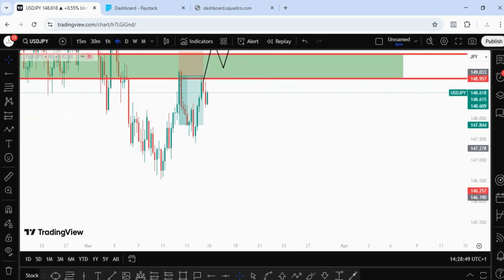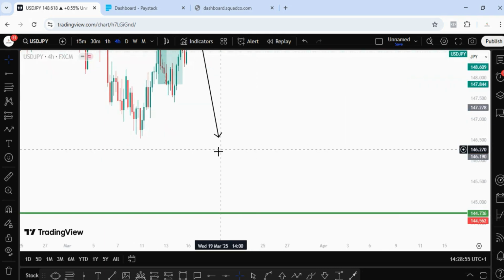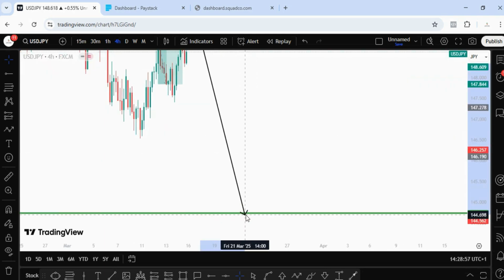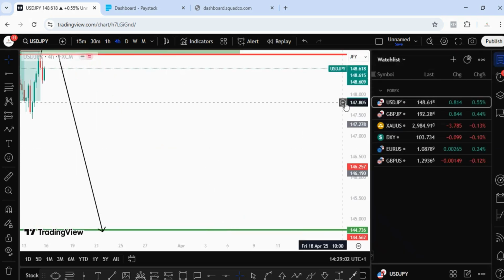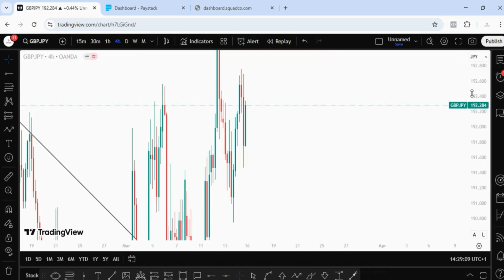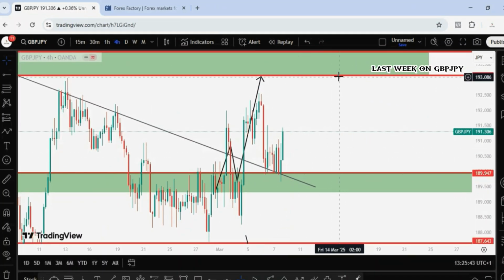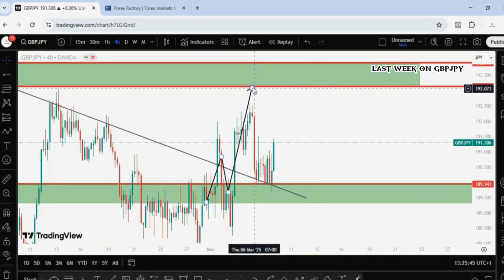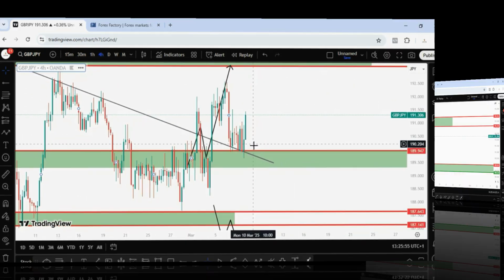But for the bearish scenario, I remain bearish from this current zone, all the way down to 144.736. The next on my list is GBPJPY. But for now, I think GBPJPY is giving us a bullish vibe, all right? And hopefully going into next week, I want to see price come into 193.3136, all right?